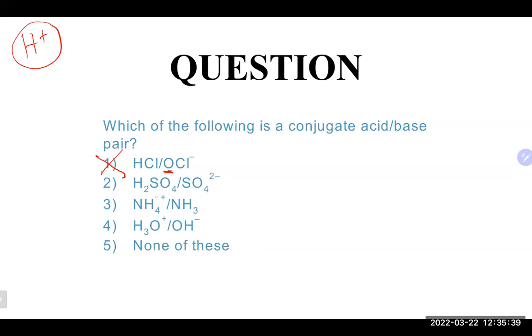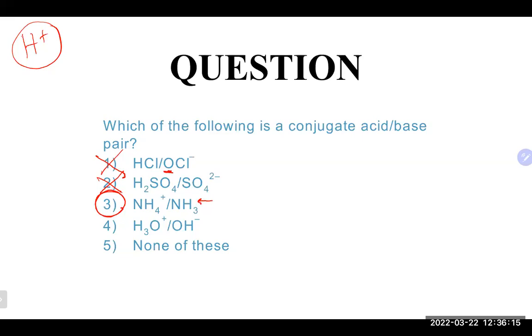H2SO4 and SO4 2- would also not be a correct pair, because the difference here is not 1 H+, it is actually 2 H+. So that is too much. NH4+ and NH3 are related to each other and they are a pair. Again, if you put the H+ onto this one, you would end up with NH4+, which is the other one. So this is a pair. Or you can take the H+ off the other one.